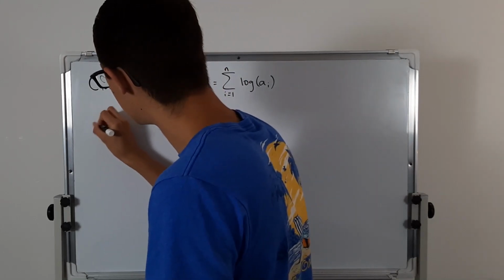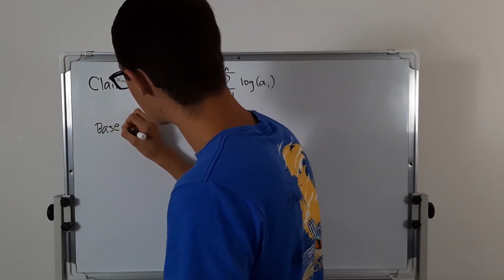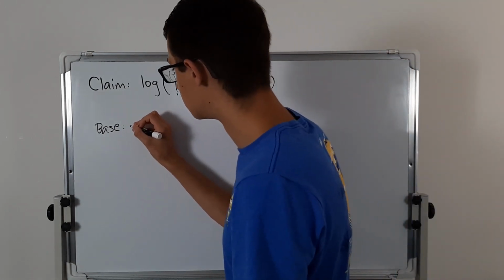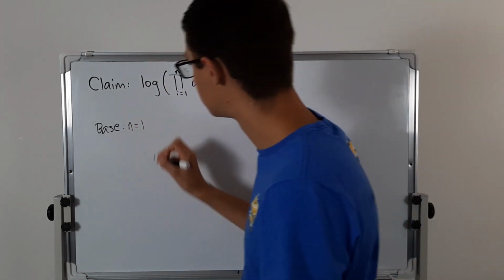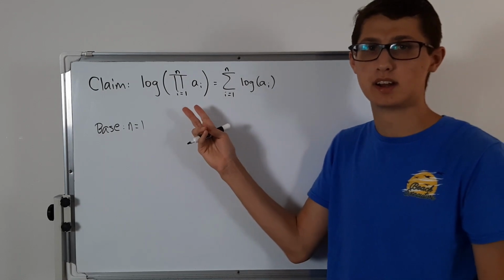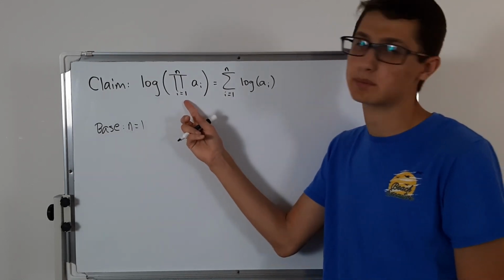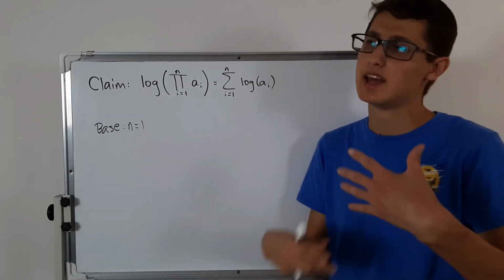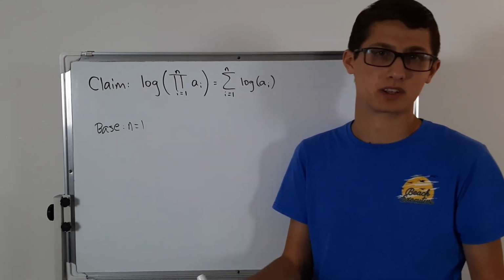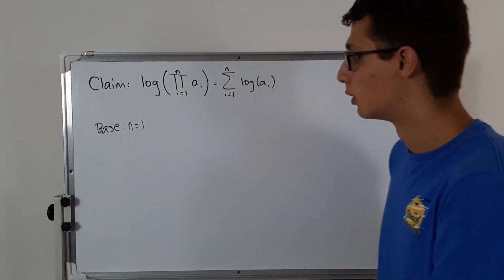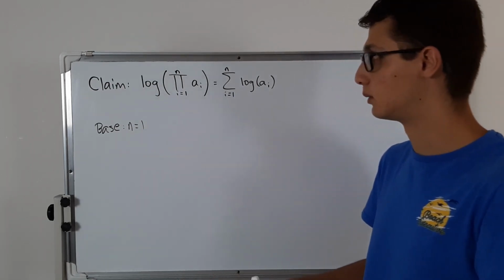For the base case, we'll just start with n equals 1 because that just seems reasonable. Obviously we didn't have to start at 1 here, it's just common to do it. And once we prove it starting at n equals 1, then we can move to more general cases. But for now, this is all we need. So the base case here is where n equals 1.